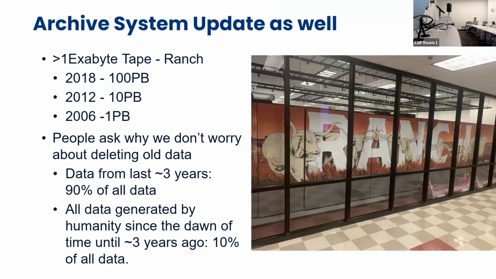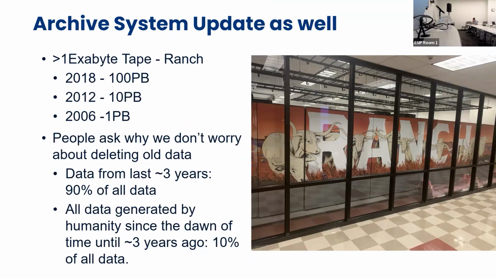We also have tape. The tape store is always called Ranch. All of the TACC machine names are different things of cowboys. So they get confusing because we've got Ranch, we've got Corral, we've got Frontera, we've got Lone Star, we've got Tejas. Ranch is a storage. It's currently going to be just more than an exabyte of tape.